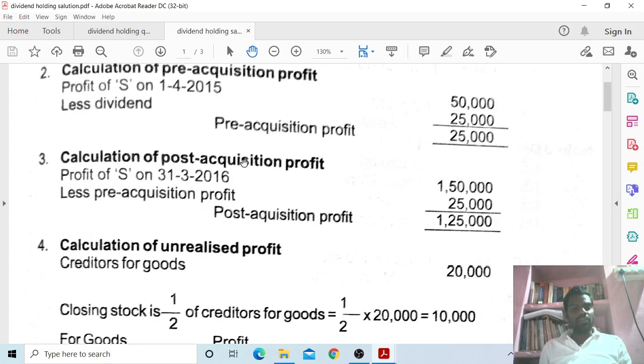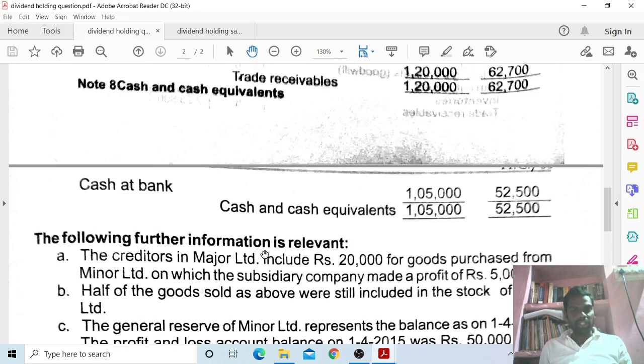Next, calculation of post-acquisition profit. Here, the profit of the subsidiary company on 31/3/2016, you have to take the profit of 2016.